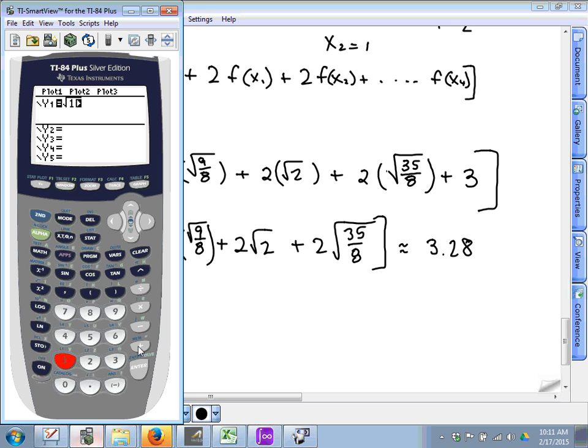Type in the square root of 1 plus x to the third. Second, geometry with 1. And then grab it. Okay, and then if you hit second and trace, you can find an integral. So I'm going to go option 7. Lower limit was 0, the upper limit was 2. So the actual area under the curve from 0 to 2 is 3.2413.